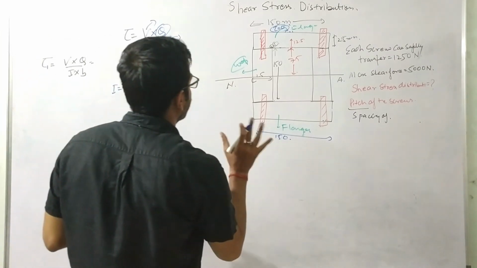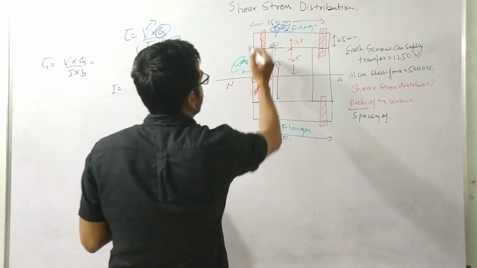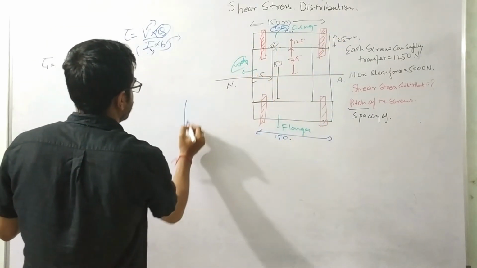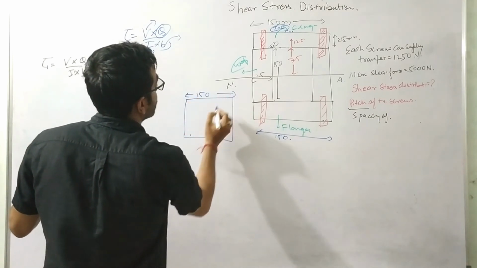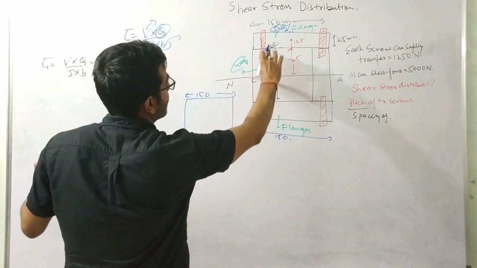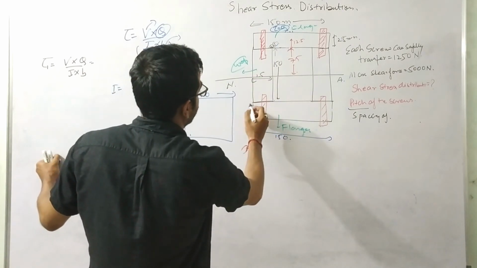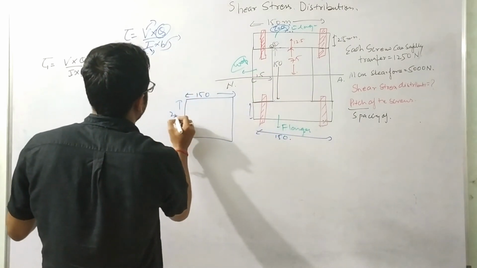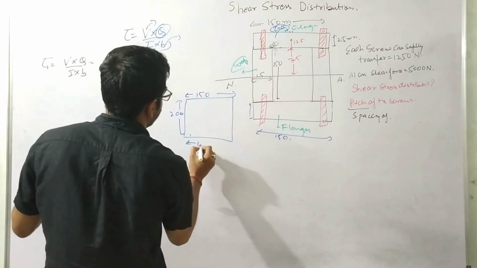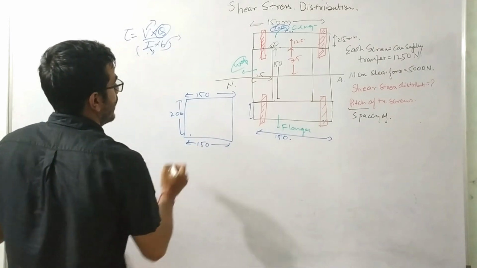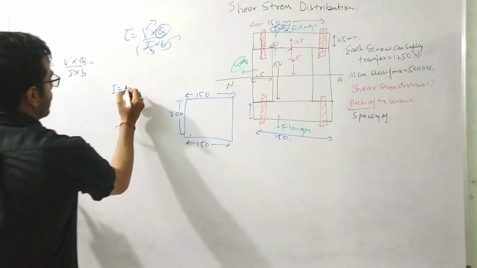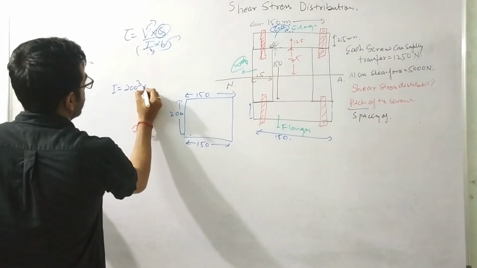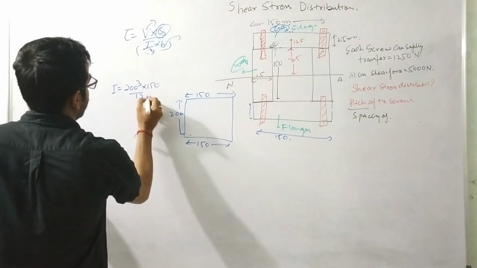So how do I calculate I? First, I will calculate I for this complete section. This is 150, plus 25 plus 25 from here, so this will be 200. This will be 150. And thus the moment of inertia of this will be 200 cubed into 150 by 12.